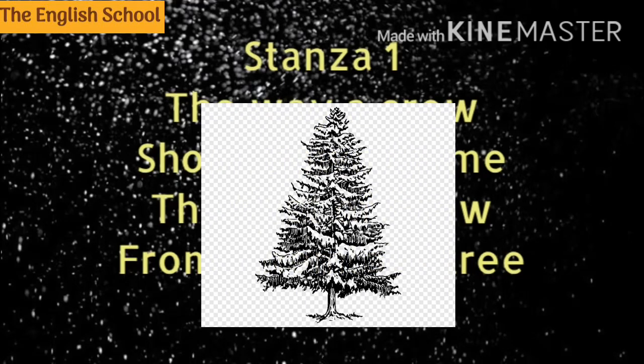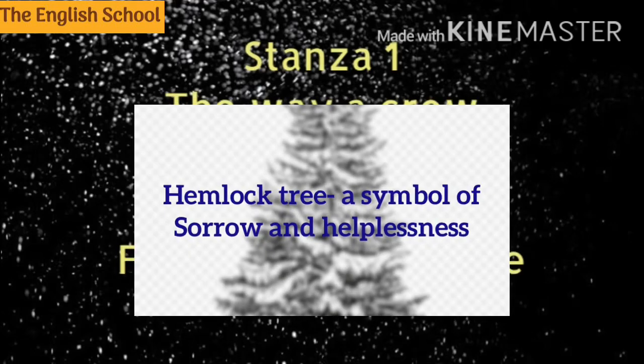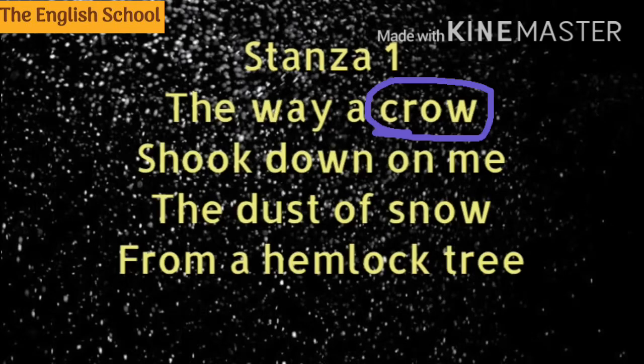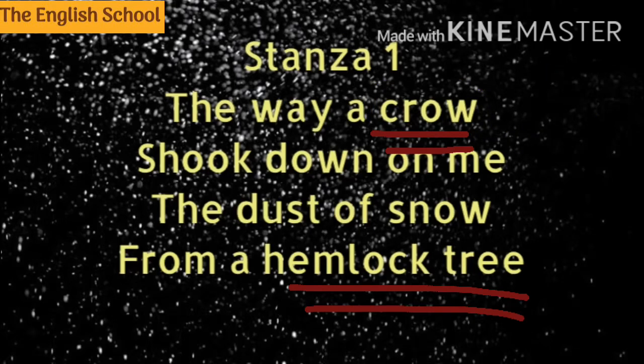This right here is a hemlock tree covered in snow. It's a poisonous tree. The poet's choice of the tree is very interesting because this tree represents sorrow and helplessness. Also, you might know that crow is considered to be ominous. That means that it is said to bring bad luck. So two very negative things are referred to in the first stanza. Why does the poet do so? Let's read the second stanza and find out.